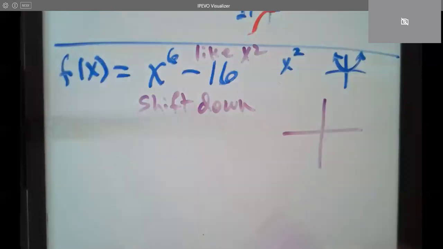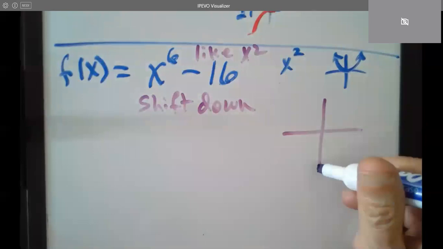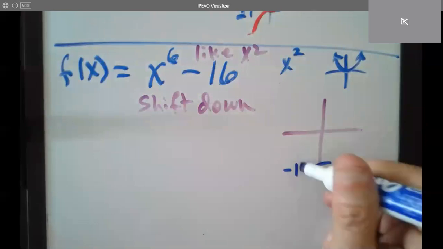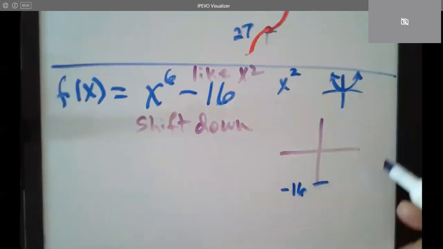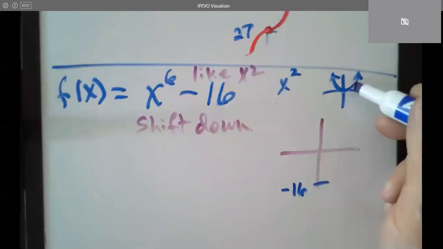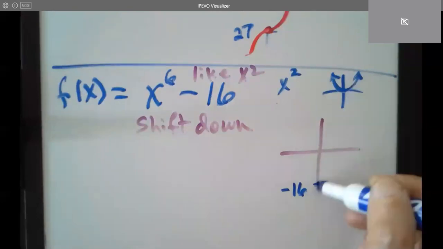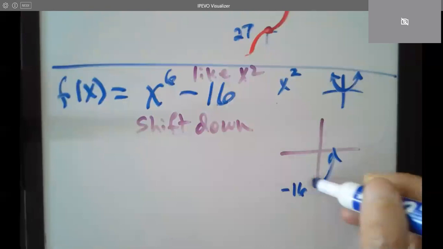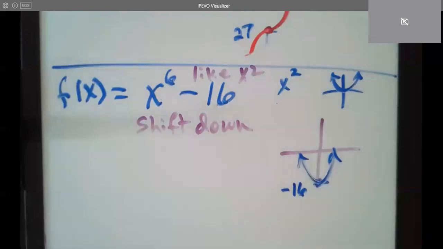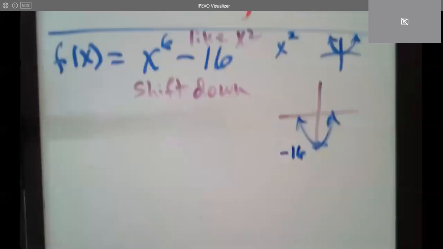Okay, so we draw our graph, but it's good that you answered because that's how you learn, right? So now this point will be down here at negative 16, and so we have our parent graph, so this graph is going to be down here. And there we go, okay? Questions? Okay. And then one more.